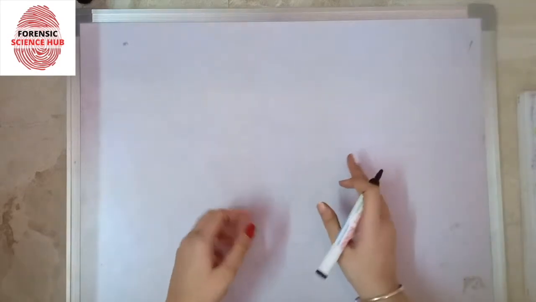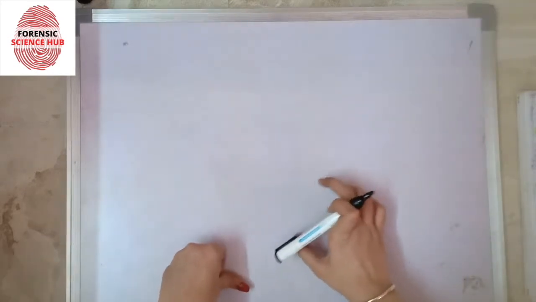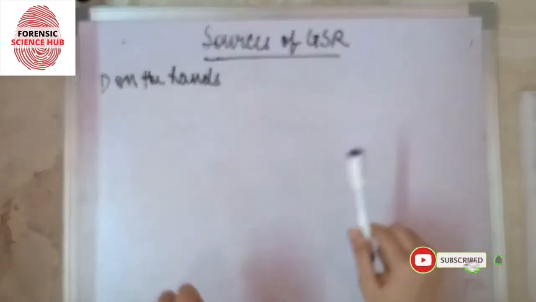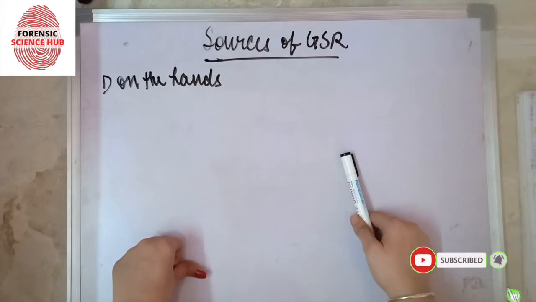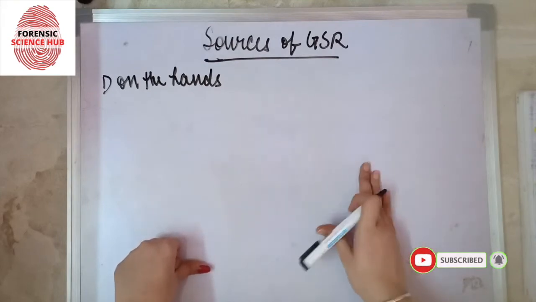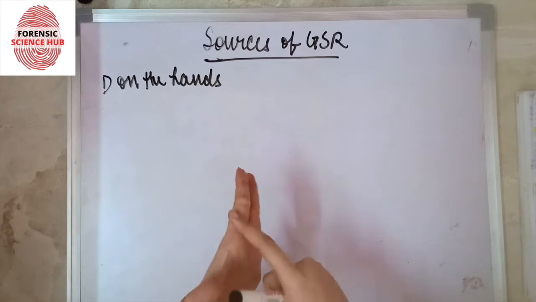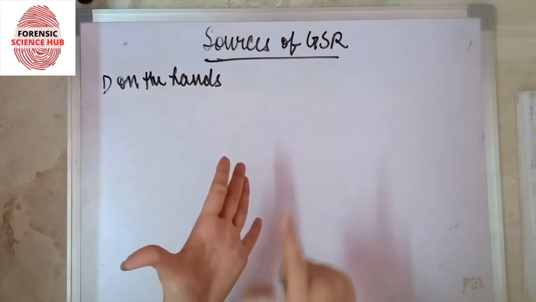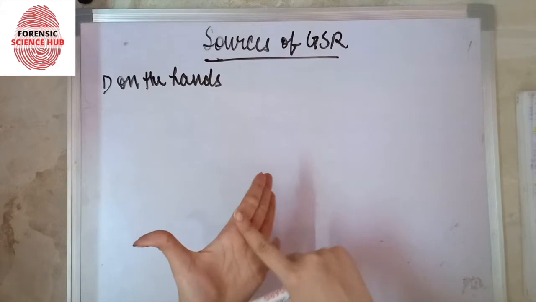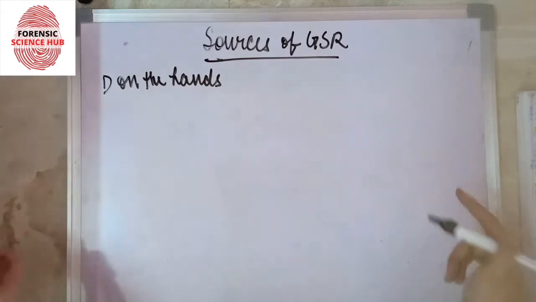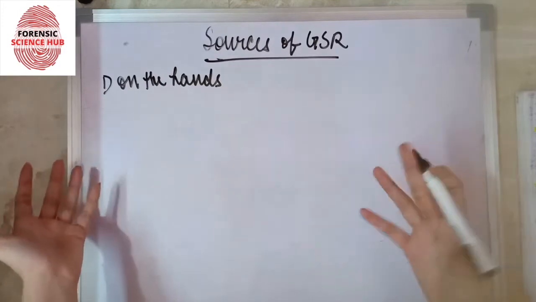Now I'll be discussing with you the source of GSR. Where can GSR be found? So the first source can be on the hand. In majority of the cases, GSR is found on the hands of the person. Now where on the hands? This area is known as the web. So the GSR is generally found on this area or this area, and similarly on this and this area of the hand. This is known as the web region of the hand.